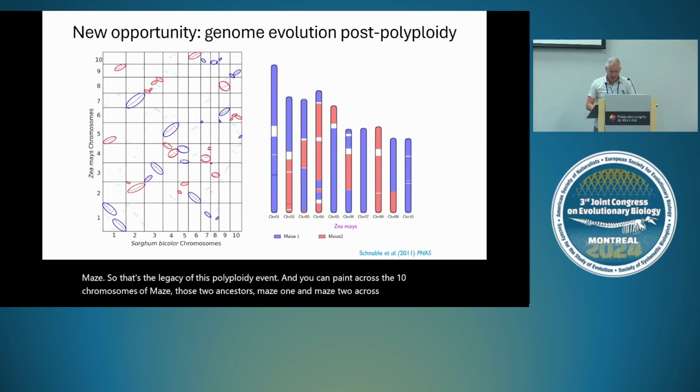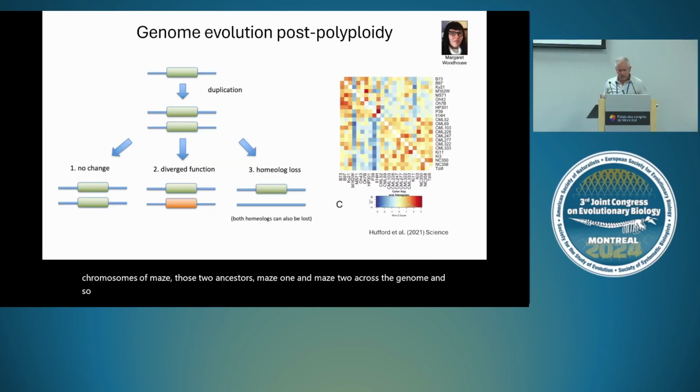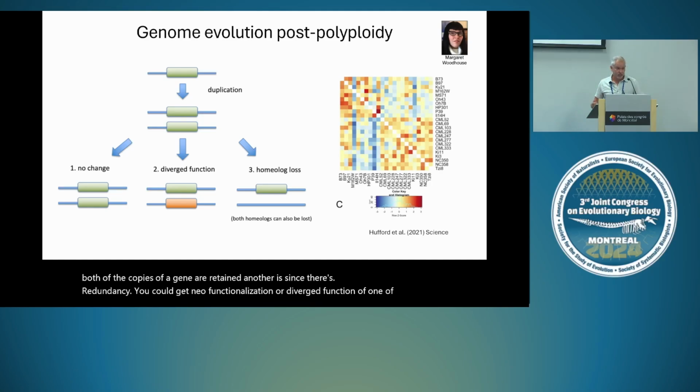And so after polyploidy, there's really a couple of different outcomes that could happen with these duplicated genes that exist within the maize genome. One is that there's no change. Both of the copies of a gene are retained. Another is, since there's redundancy, you could get neo-functionalization or diverged function of one of the copies of the gene because the other copy can retain the original function.